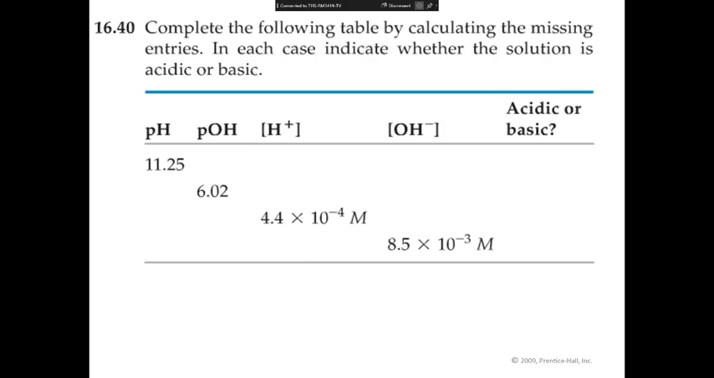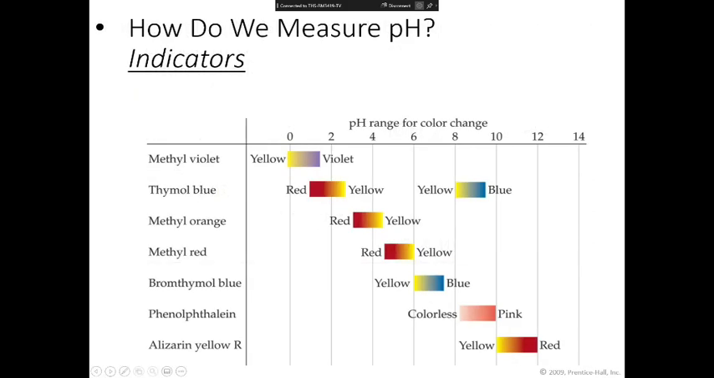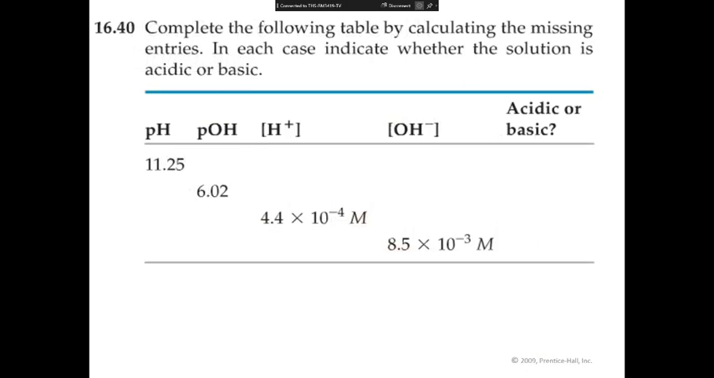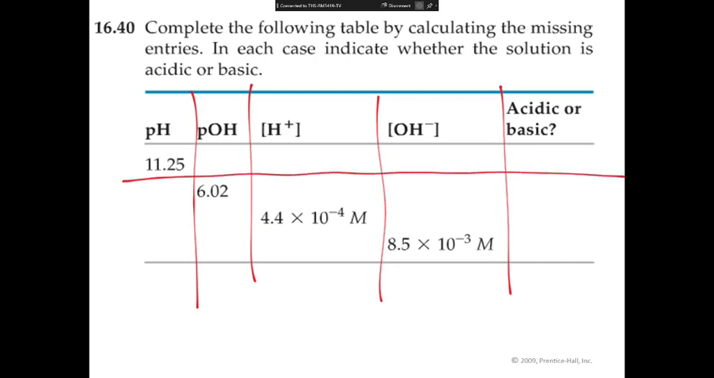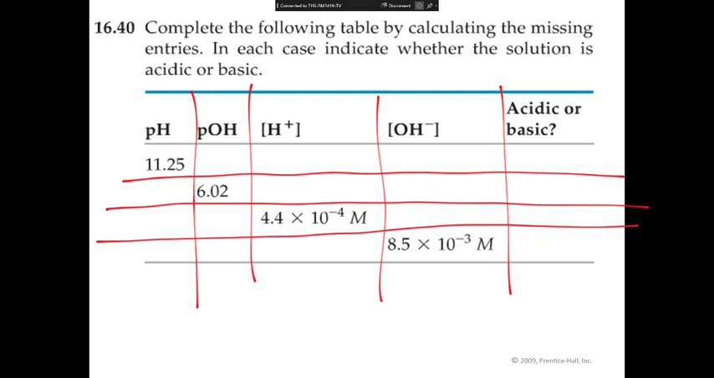All right, so it says complete the following table by calculating the missing entries. So this would be like a chart. We're trying to put in a lot of information. Let me go back here. Hit the wrong button. We've got to fill in all the missing boxes on this table.